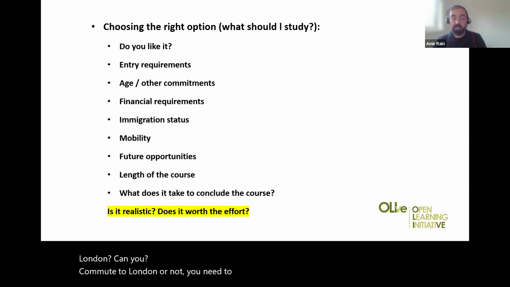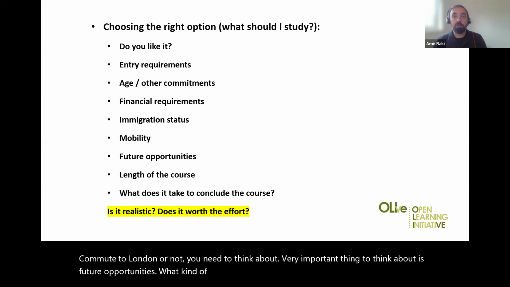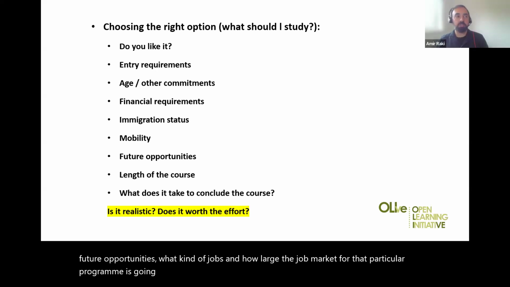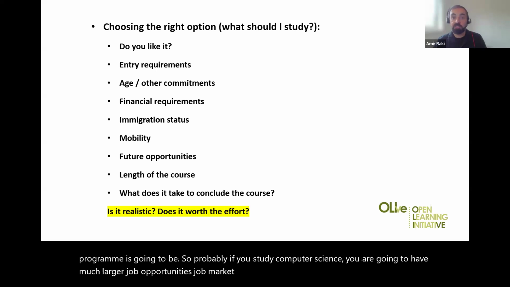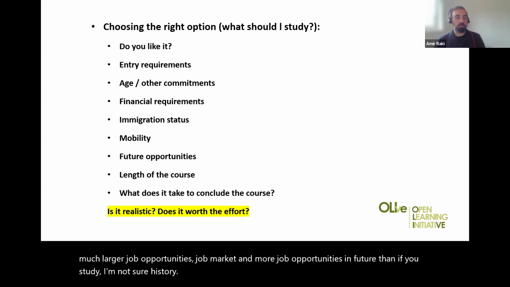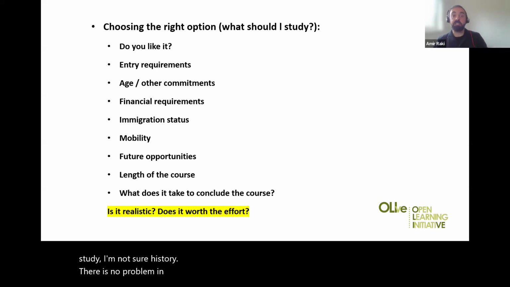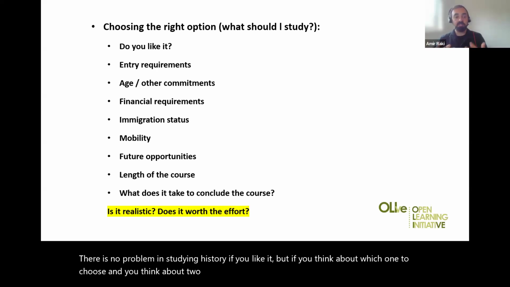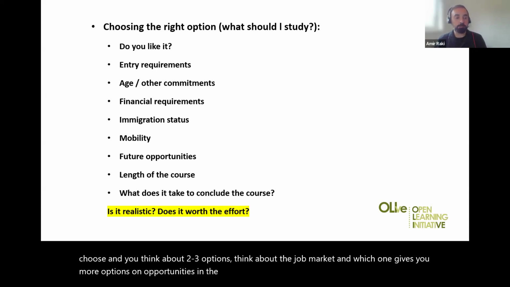A very important thing to think about is future opportunities. What kind of jobs, and how large the job market for that particular program is going to be. Probably if you study computer science, you are going to have a much larger job market and more job opportunities in future than if you study, I'm not sure, history. There is no problem in studying history if you like it, but if you think about 2-3 options, think about the job market and which one gives you more options and opportunities in the future.